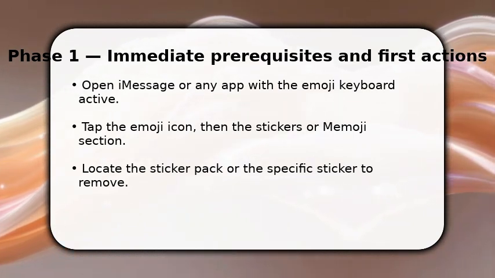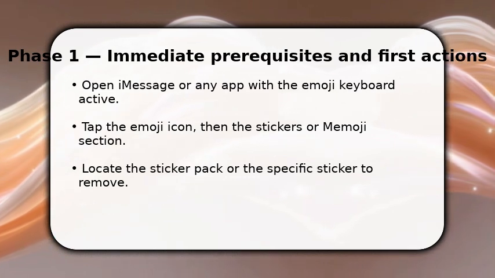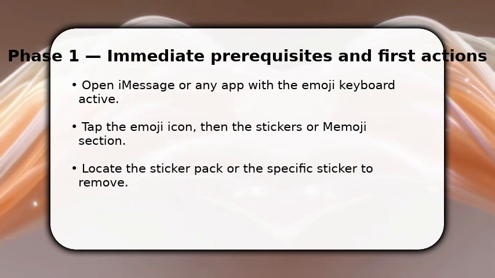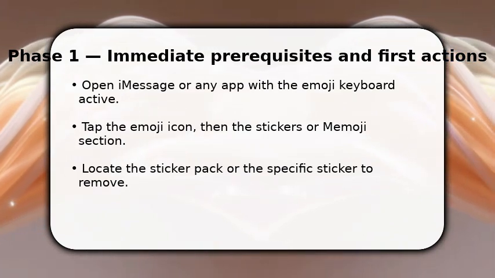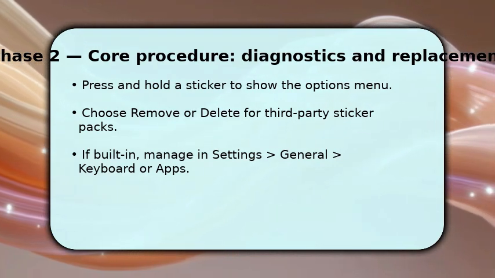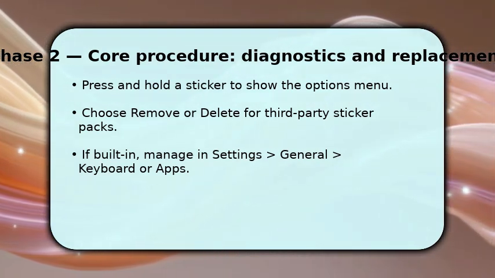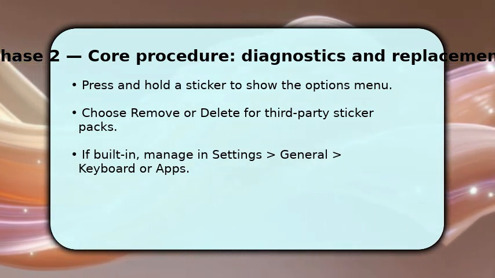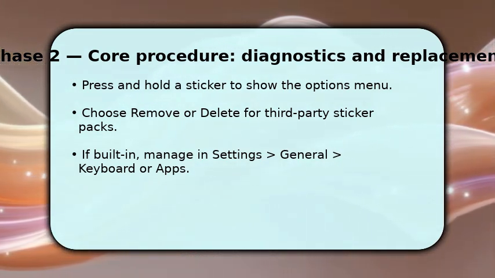Make sure to note whether the sticker is from a third-party pack or built into iOS, because that distinction determines the removal path you'll take next. Now press and hold the sticker until the contextual menu appears. This step is essential because it lists remove or delete for third-party packs. If you see delete, tap it and confirm. This removes the sticker pack from your keyboard.